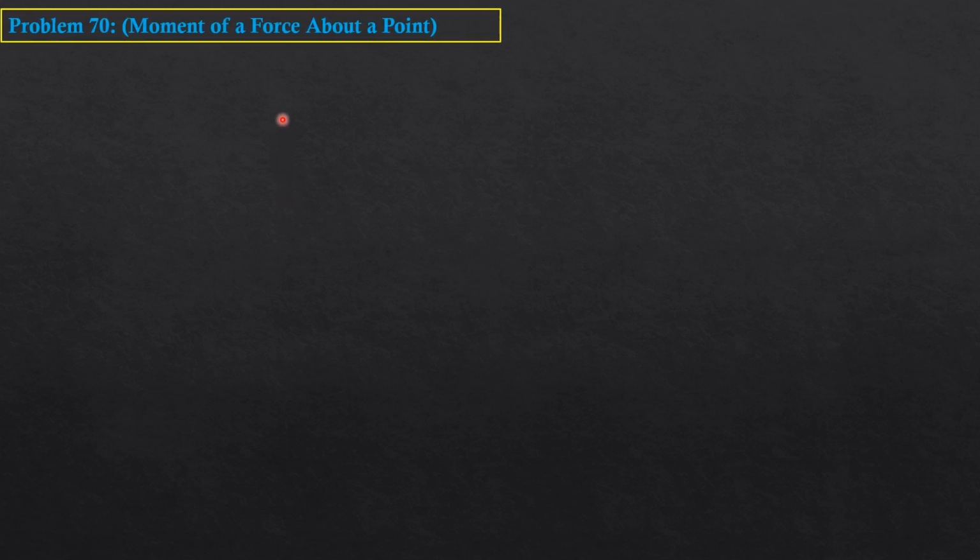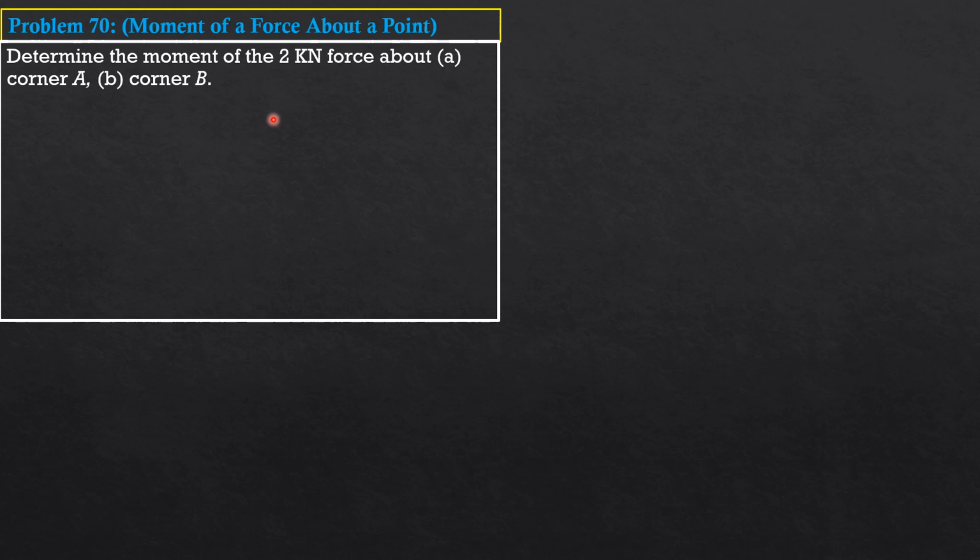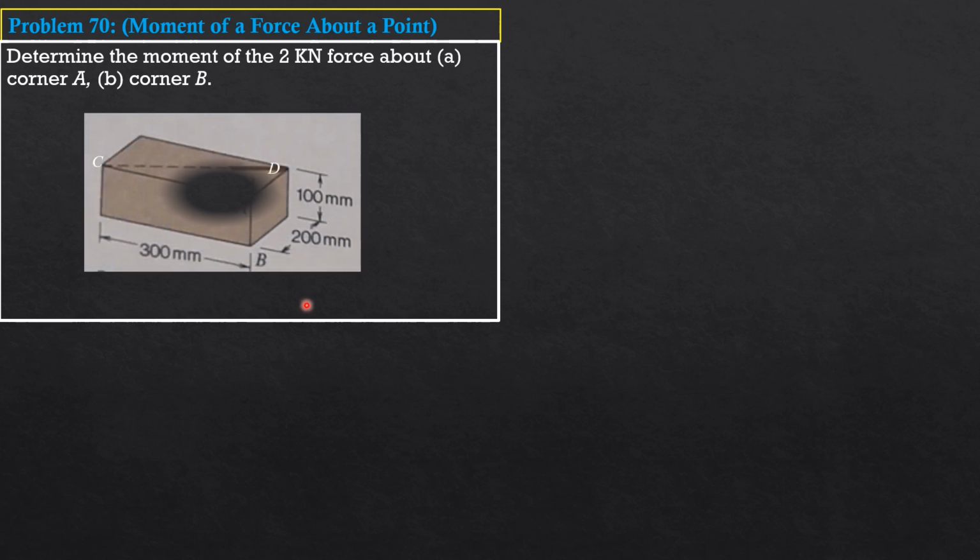Then moment of a force about a point, when the force is a force in space. So determine the moment of the 2 kilonewton force about A, corner A, and then B, corner B. So here's the given figure. That's the 2 kilonewton force. We mark this as C and D as our guide.